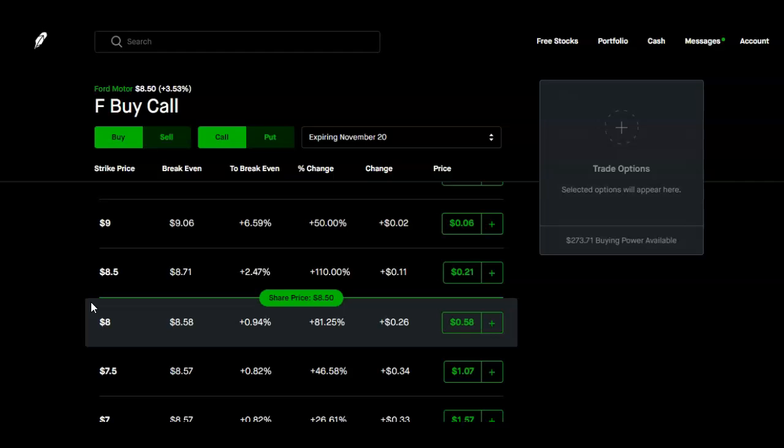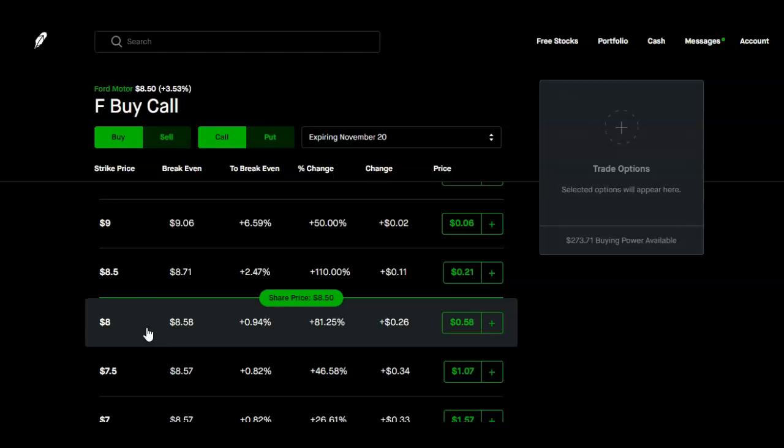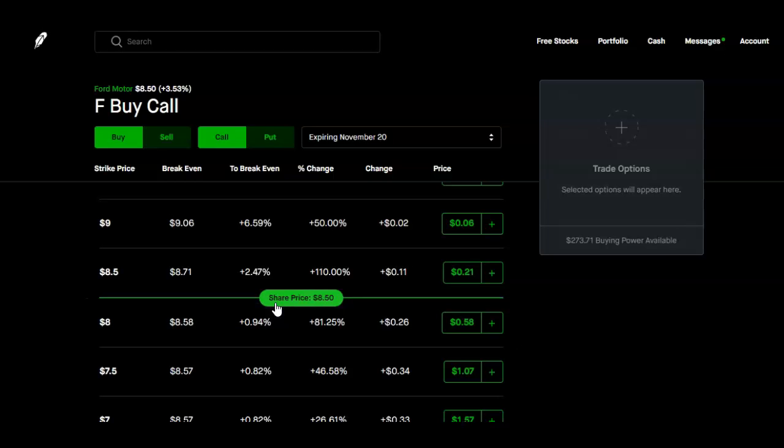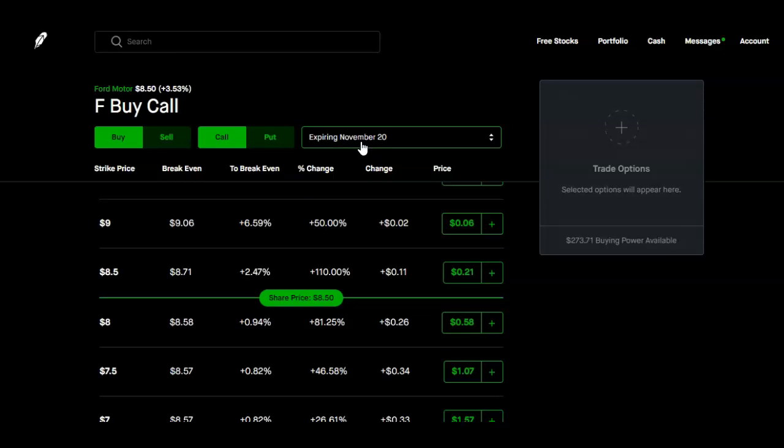So the reason why they say it's a strike price is because if you were to exercise these options before the expiration date or on the expiration date, you will be able to purchase the shares at $8. And this is one of the reasons why people use call options in general, or just options period. It gives you a lot of leverage. So for example, as you can see here, Ford stock is currently at $8.50, and I'm looking at a call option expiring about a week from when I'm recording this video.